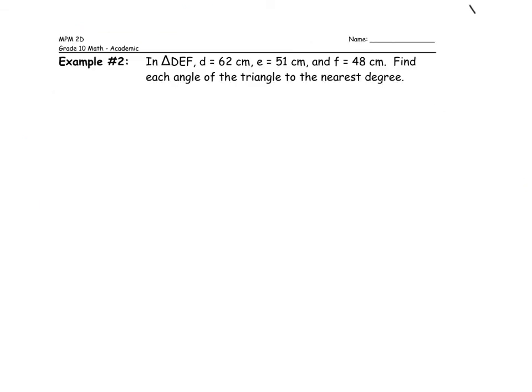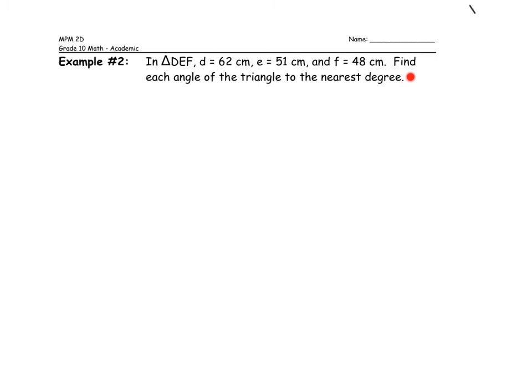All right, so let's take a look at this next example. It says in triangle DEF, little d is 62 centimeters, little e is 51 centimeters, and little f is 48 centimeters. Find each angle of the triangle to the nearest degree.